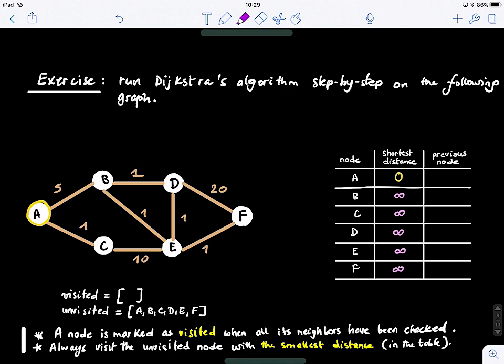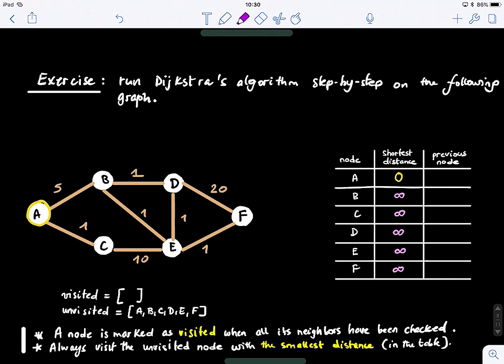So, remember, a node is marked as visited when all its neighbors have been checked, okay? Not visited, just checked. It means you updated their values at least once, okay? You visited them from that node, okay? And then always visit the unvisited node with the smallest distance. Keep track of the table. And it will be easy.